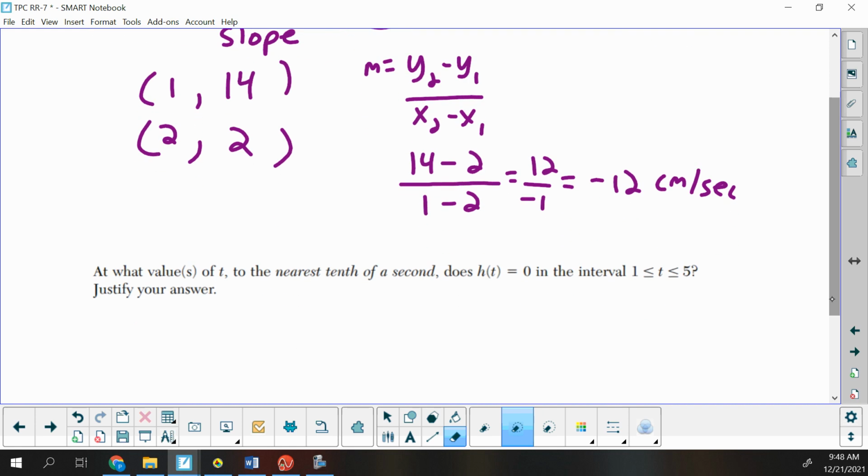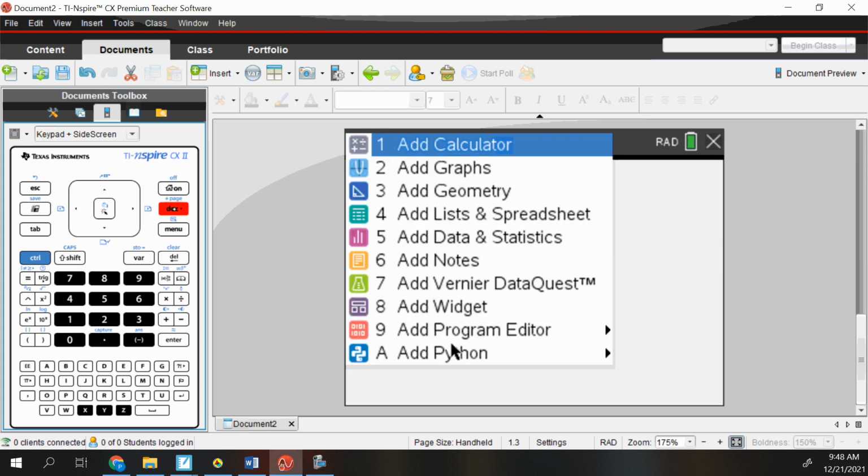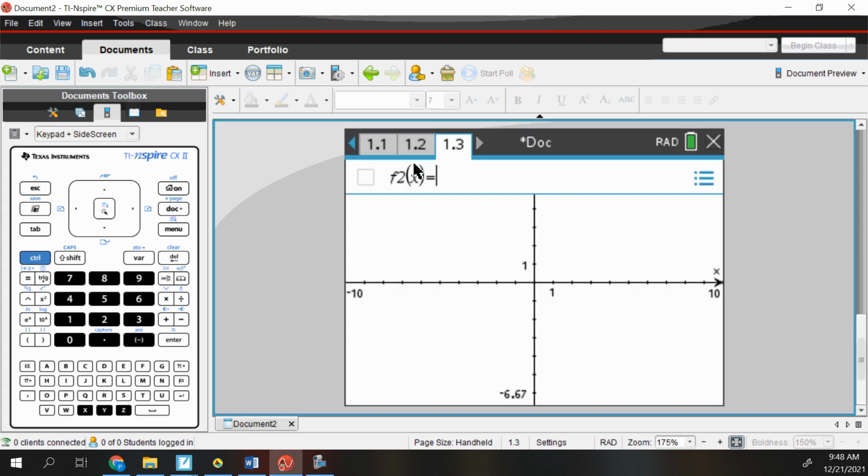Now we want to know where h of t equals 0 on the interval from 1 to 5. This we're going to do graphically. So let's go over to a graphs page. We can do control doc and add a graphs page. Note in the top right we're in radians, which is what we want. And we're going to put our equation in, the original equation that has the x in it.